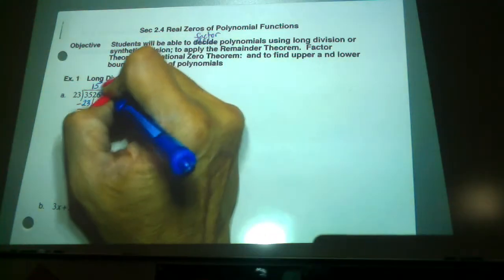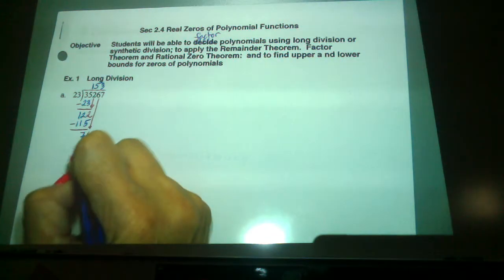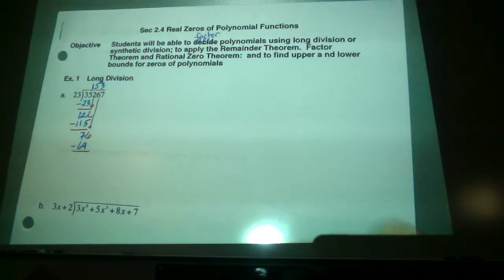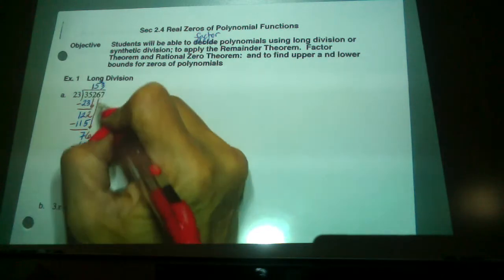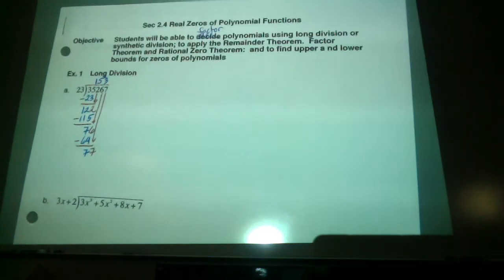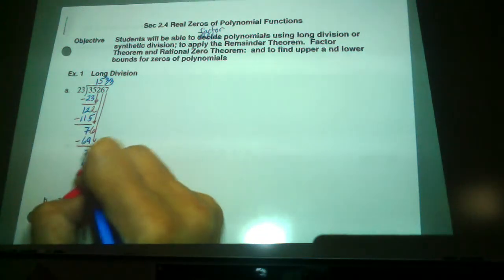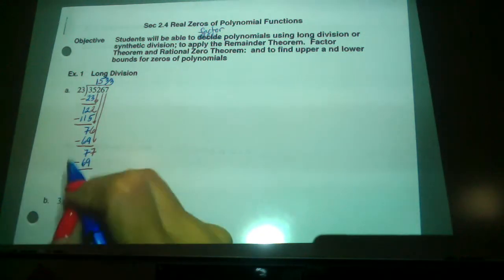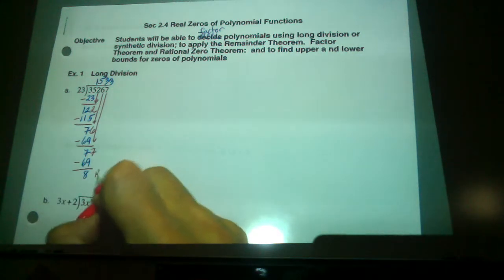So 23 goes in there 3 times. 3 times 23 is 69. Draw your line. Change your signs. What do you have left over? 7. Bring down one last term. So we end up with 77. And then 23 goes into 77, I'm going to guess, 3 times. That's another 69. Draw your line. Change your signs, and what do you have left over? 8. What is that 8 called? That is your remainder.